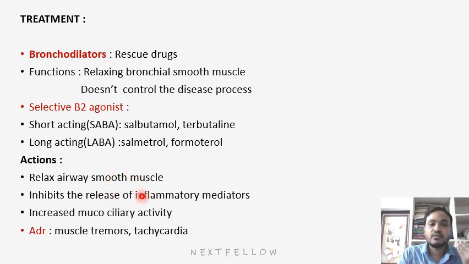Because of using these drugs, they have some other effects also. Those are adverse effects. Those will be muscle tremors, because muscle has beta 2 receptors, so obviously those patients will have muscle tremors, and tachycardia. This is reflex tachycardia. So these are the two adverse effects with beta 2 agonists. The main action is bronchodilation, so we call them rescue drugs.